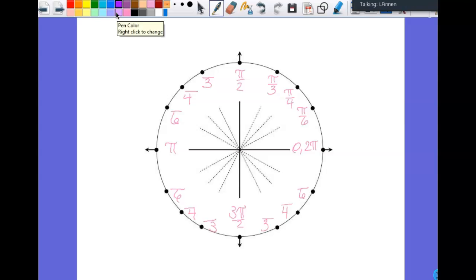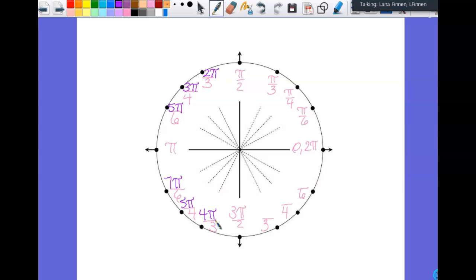In the second quadrant, the number before pi in the numerator is 1 less than the denominator for all of them. So since this is a 3, this is 2 pi thirds. This is a 4, it's 3 pi fourths. This is a 6, it's 5 pi sixths. Just 1 less. In the third quadrant, the number before pi is 1 more than the denominator. So since this is 6, this is 7 pi sixths. This is 4. This is 5 pi fourths. This is 3. So this is 4 pi thirds.